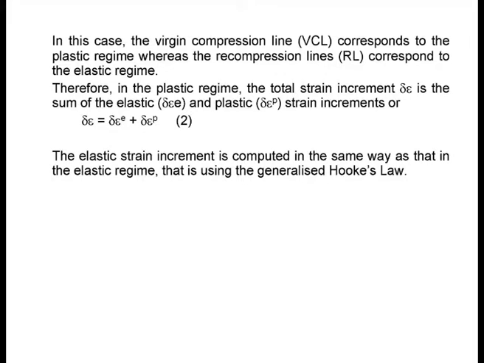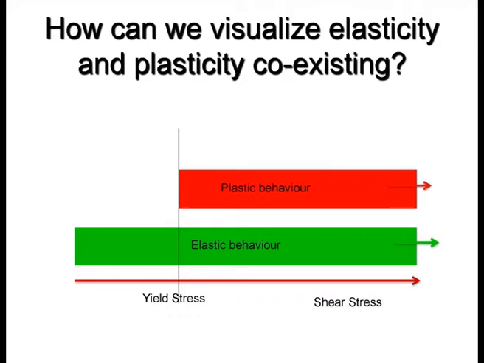Okay. So basically, in the plastic regime, just to emphasize, the total strain increment is the sum of elastic and plastic. The reason is because when you look at it this way, in this region, the elastic region, you only get elastic strain. But the moment you pass the U condition, then the plastic strain starts to come in, and the total strain is the sum of this plus this.